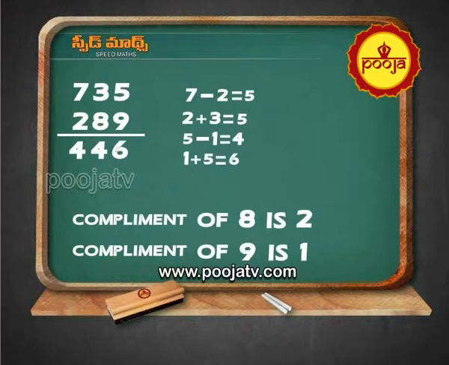So when it is a mismatch, add the complement of the lower number to the higher number. What is the complement of 9? 1. 1 plus 5, 6. So the answer is 446.